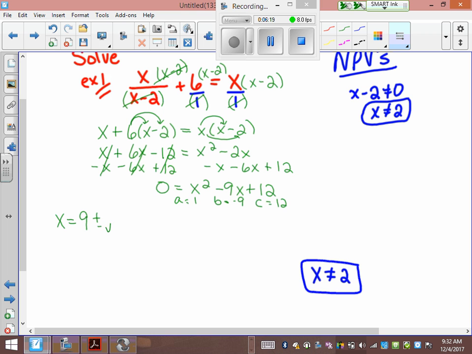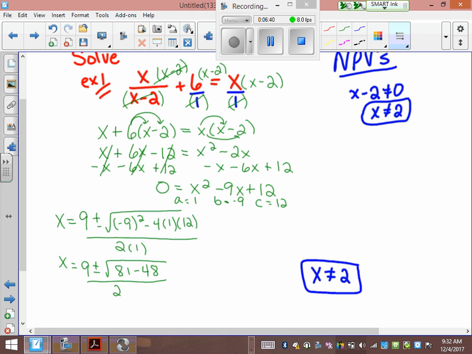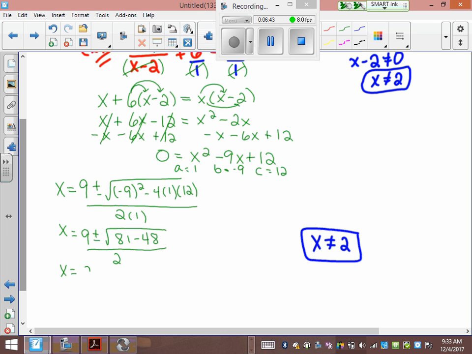x equals 9 plus or minus the square root of negative 9 squared minus 4 times a times c, all over 2 times a. x equals 9 plus or minus the square root of 81 minus 48, over 2. That's 33, I think. Can 33 reduce? It's just 3 and 11. Neither of those are perfect squares. So that would be my answer.